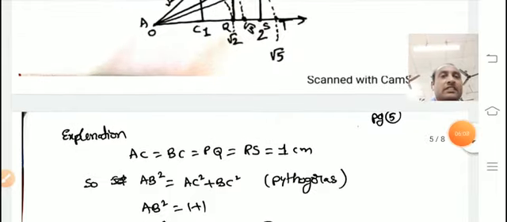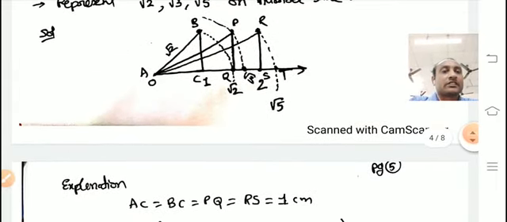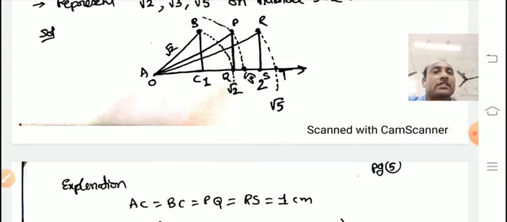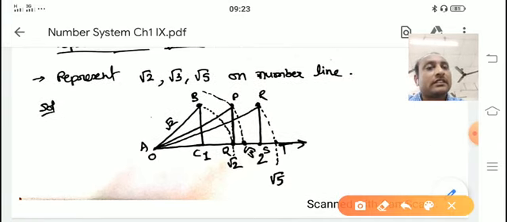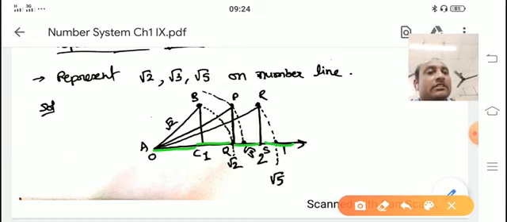Next was the explanation for this diagram. AC is equal to BC is equal to PQ is equal to RS is equal to 1 centimeter was taken. What was taken here? AC is equal to CR is equal to RS is equal to ST is equal to 1 centimeter. They are each 1 centimeter unit you will have to take. Then BC, PR, RS also 1 centimeter you will have to take. Once again, I am taking it back and explaining, listen carefully. AC is 1, BC is 1, PR is 1, RS is 1.